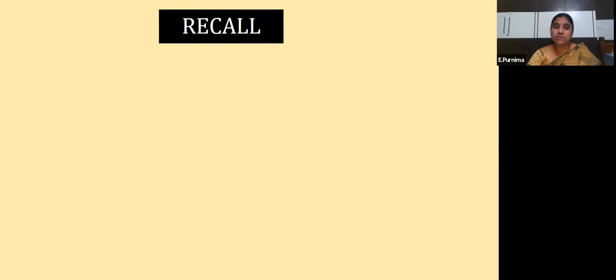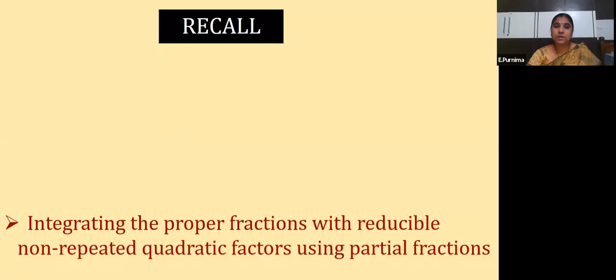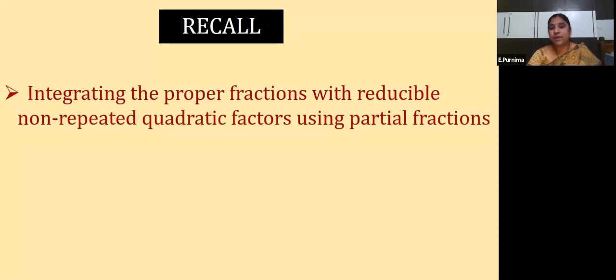And next, what else have we seen in the last class? Integrating the proper fractions with reducible and non-repeated quadratic factors using partial fractions. How can we reduce, children? Using the factorization method, any quadratic factor can be reduced to linear factors, as we know that linear factors are irreducible. So if they are non-repeated reducible factors, then we are using partial fractions. How can you integrate that?